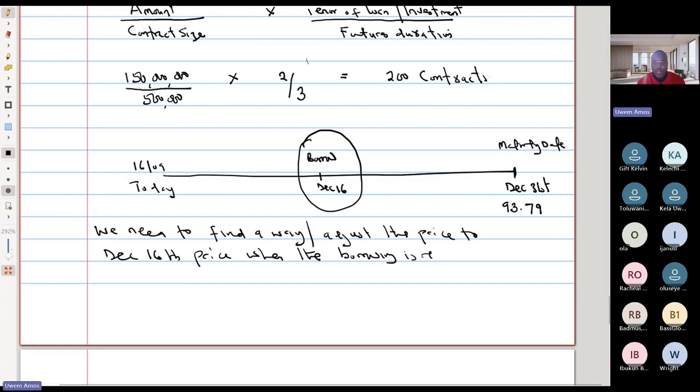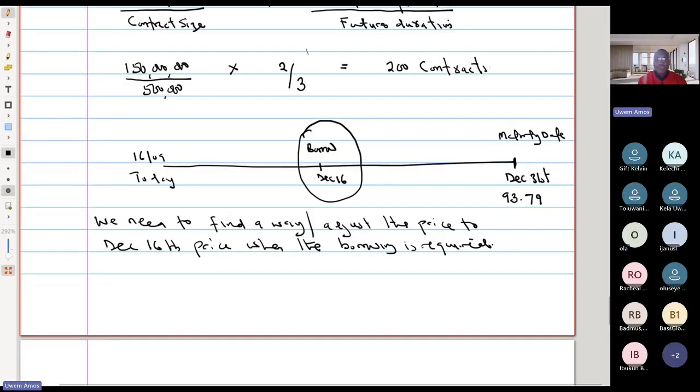When the borrowing is required. If he held it up to 31st December, we don't have a problem because that is the price of maturity. But he needs to borrow before it matures. And that is where the concept of basis, remaining basis, comes into place. So let's now begin with the concept of basis.